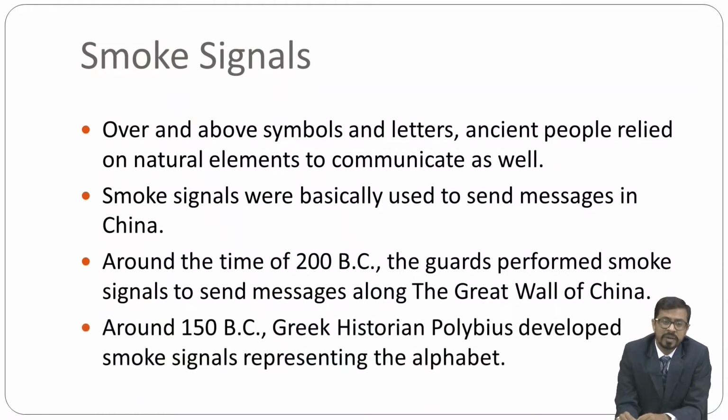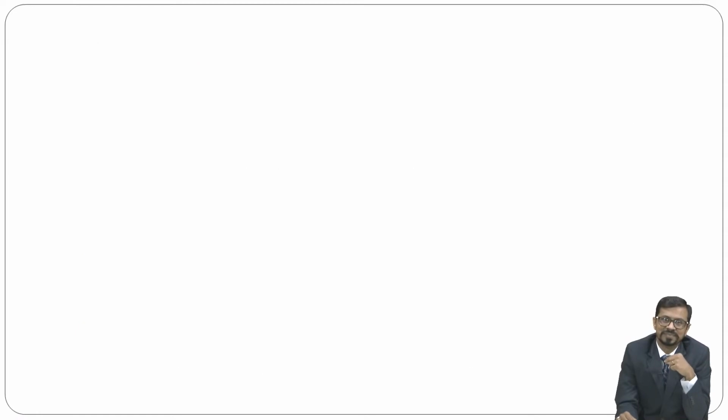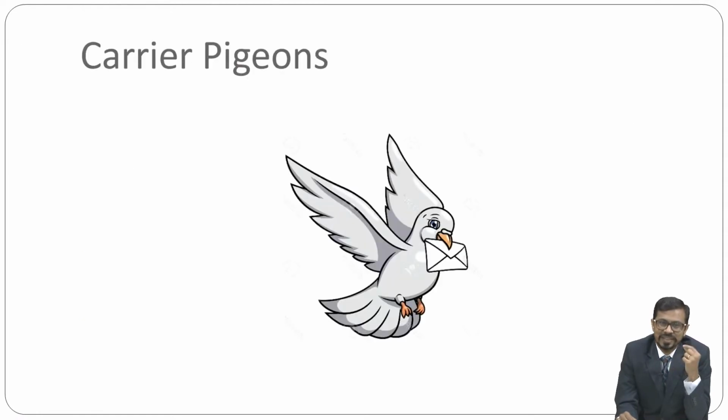Around 150 BC, the Greek historian Polybius developed smoke signals representing the alphabet. We all know about this: carrier pigeons, who are used to send and receive messages. Why so?